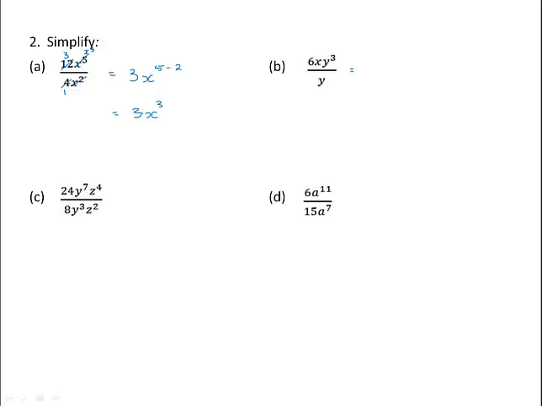In this problem, we can't simplify the 6 any further, and there's no way to simplify the x. However, we can cancel the y in the denominator with the y in the numerator to leave us with y squared. So the answer to this would be 6xy squared.